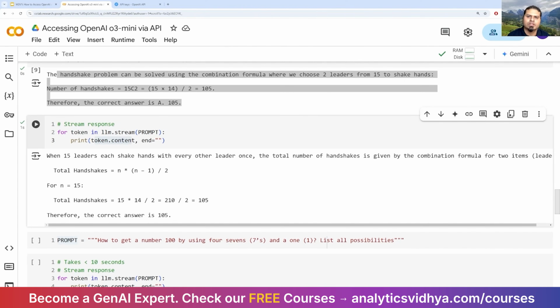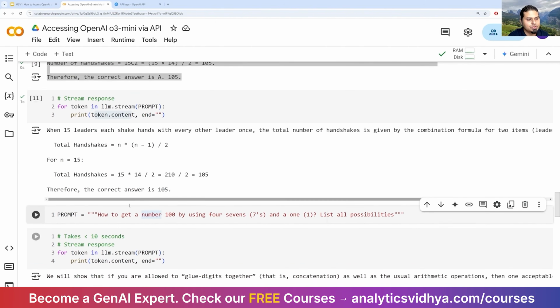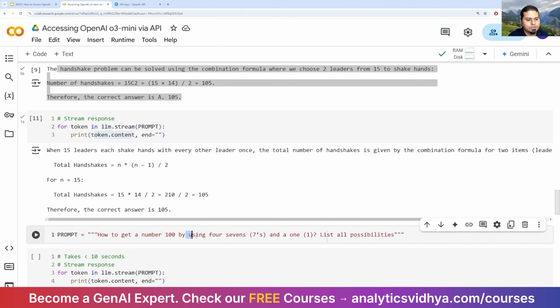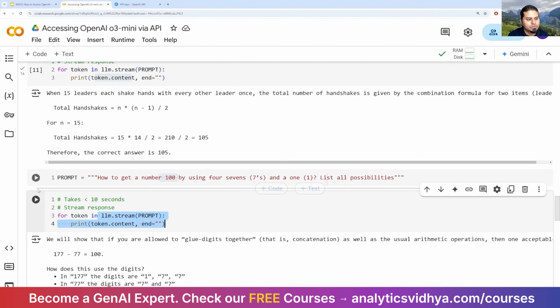Now let's check out a different problem with the LangChain wrapper. So now let's say we have a prompt: how to get the number 100 by using 4 sevens and 1 one, and list all the possibilities. So using 4 sevens and the 1 digit number 1, how do you get the number 100? And then we stream the results by doing llm.stream. So let's check it out.